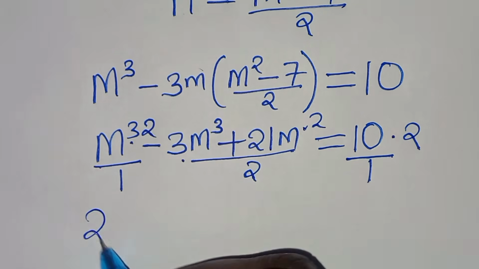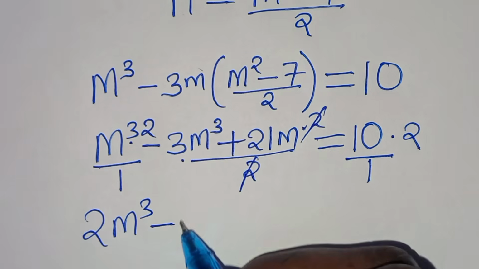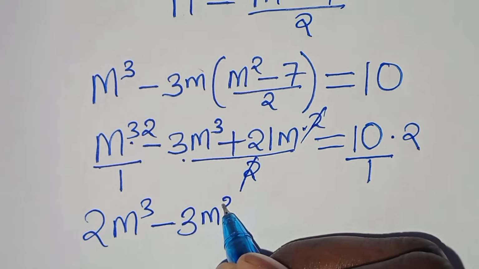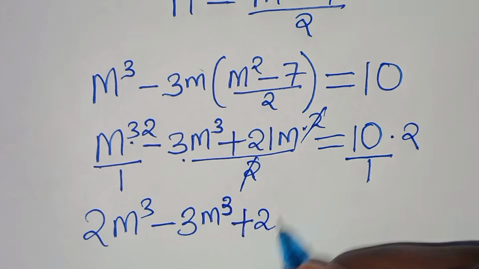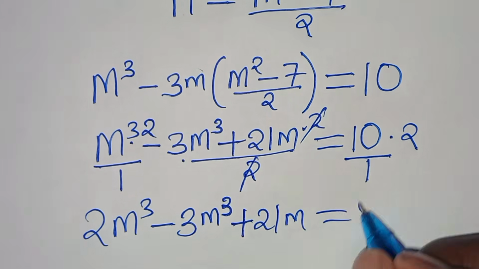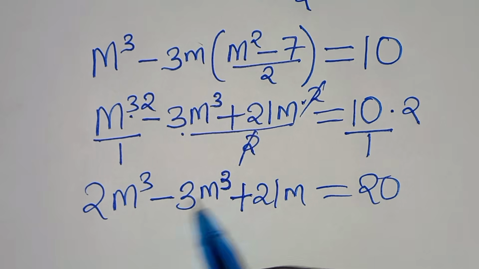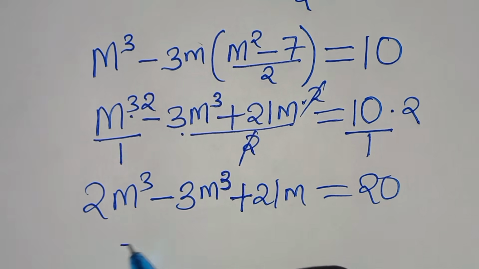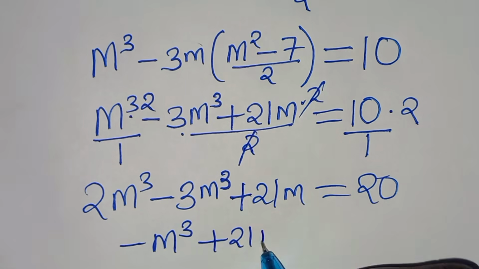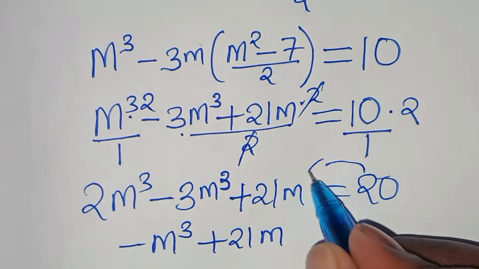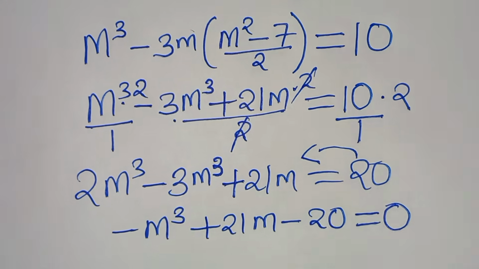So we have 2m to the power of 3 minus 2 and 2 simplifies. So this is 3m to the power of 3. Then that is plus 21m. This is equal to 10 times 2, which is 20. 2m to the power of 3 minus 3m to the power of 3, this is minus m to the power of 3, then plus 21m. Let's take 20 to the left hand side. This is minus 20. This is equal to 0.